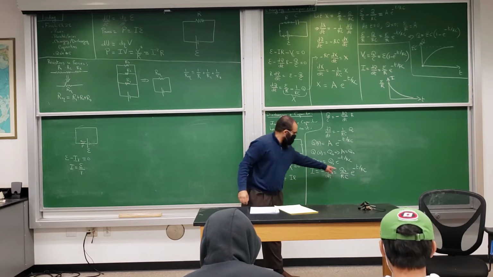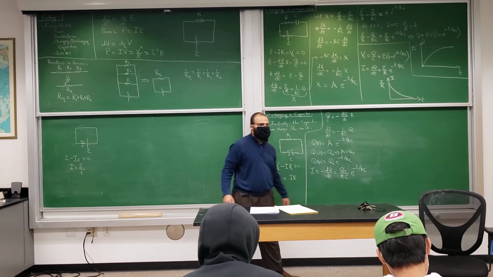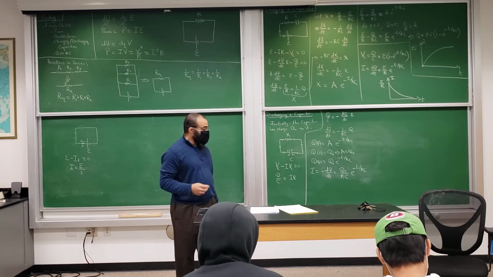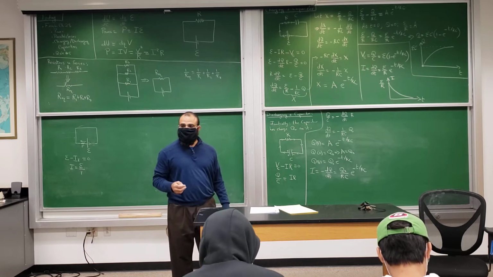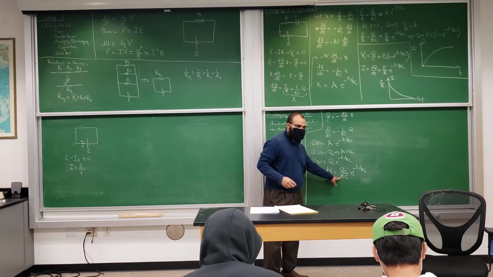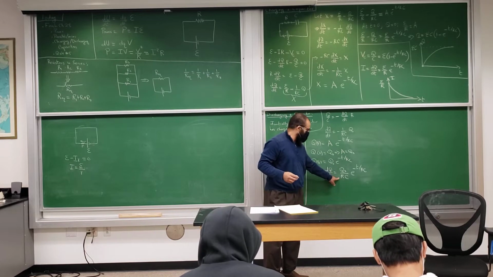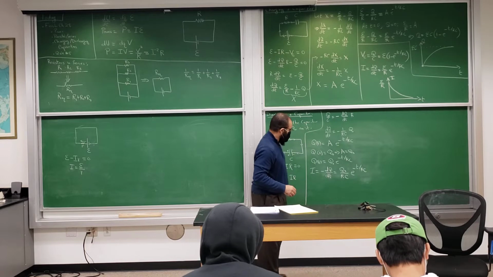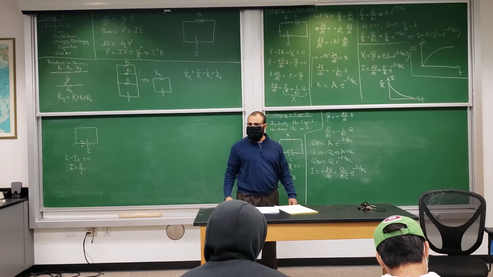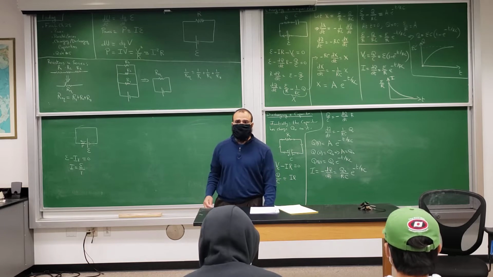But what is Q0 over C? That's the initial voltage on the capacitor. So this is the initial voltage, so it's the initial voltage over R. Well, V over R is the current. And so in this case, both charge and current will drop as a function of time. So it will decrease as time goes on.